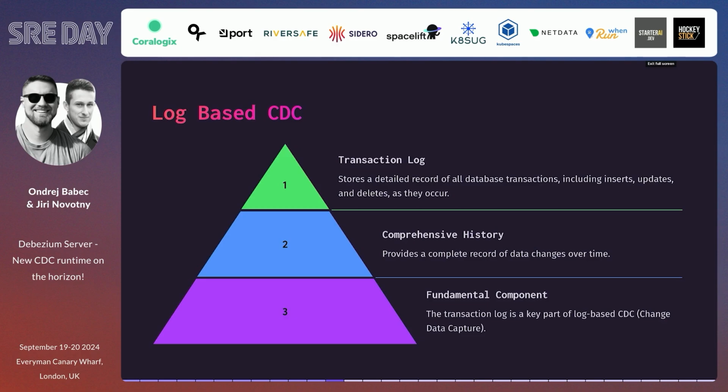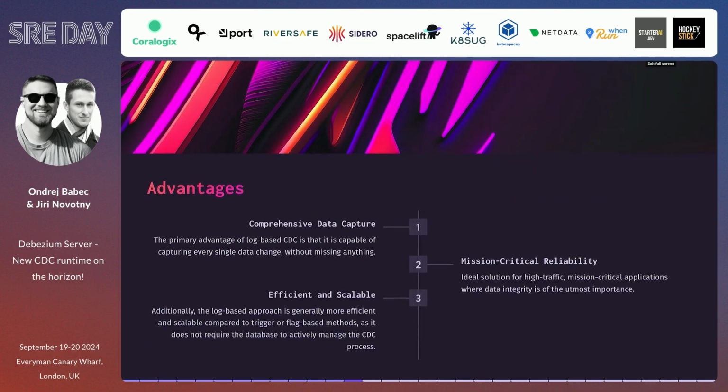So all we need to do is just check the logs. Check the logs, get the changes from them. Perfect. There is no chance that any change is missed. Nothing seeps through the cracks. If we have mission-critical reliability, we need all the changes. There is zero, we cannot miss anything. This is the correct approach. And also it's a lot more efficient and scalable than the poll-based approach.